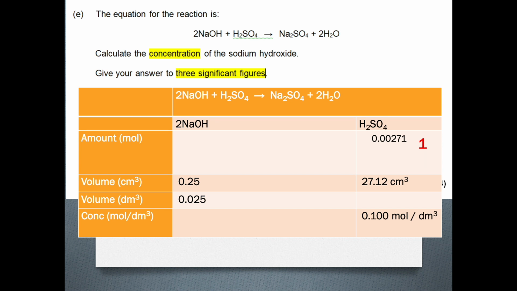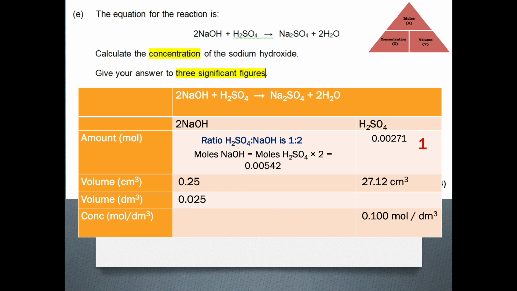Is really, really important. So if I said that the moles for my H2SO4 was 0.00271, look at your ratio. It's a 2-to-1 ratio. So what you're expected to do with that value is to times it by 2, because for 1 mole you've got 0.00271, but if I want to calculate it for 2 moles of the alkali, I need to times that value by 2.